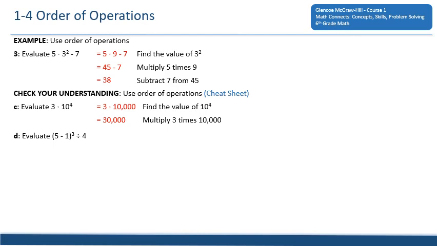(5 minus 1) cubed, divided by 4. So PEMDAS, we need to solve for parentheses first before we do anything else. So we're going to subtract 1 from 5, and we're going to get 4 cubed divided by 4.